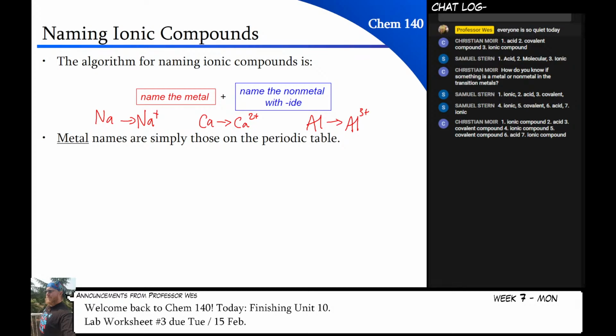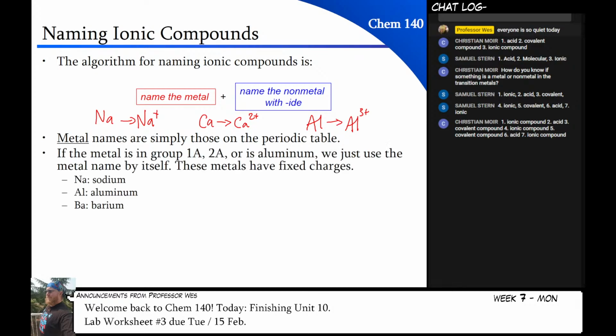Because those elements follow the octet rule, right? We pitch their valence electrons until they have an octet from the previous sublayer or subshell. And then the charge that we observe is the charge we always get for an ionic compound for these elements. If this is the case, you just use the metal name by itself. And the reason for that is the charge is fixed. We don't need to include the charge in the name. So for sodium, you would just write sodium. For aluminum, you just write aluminum.